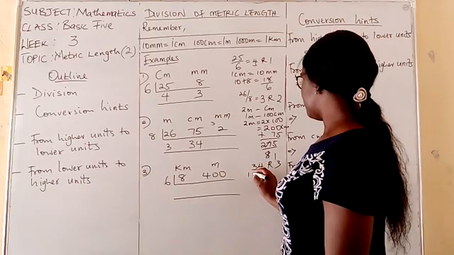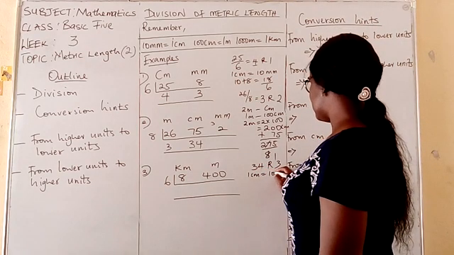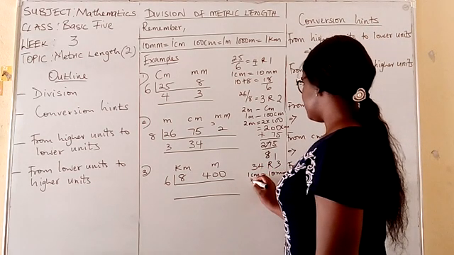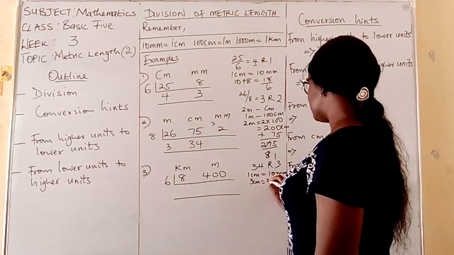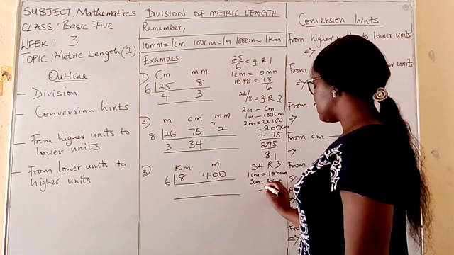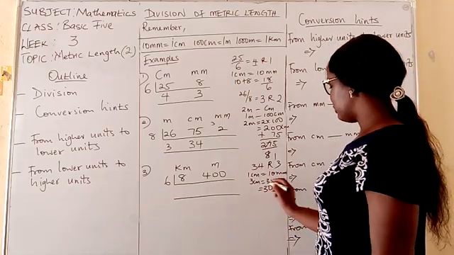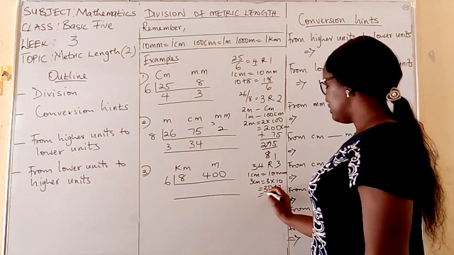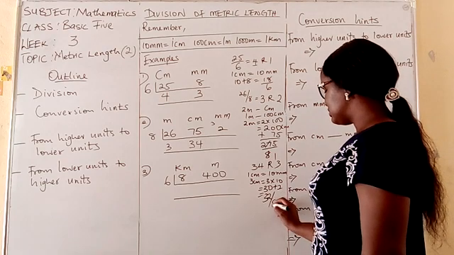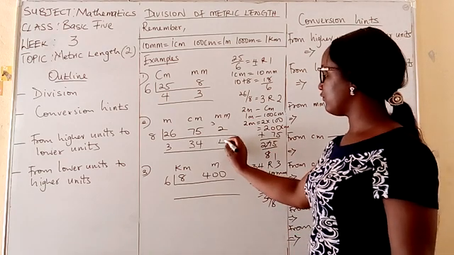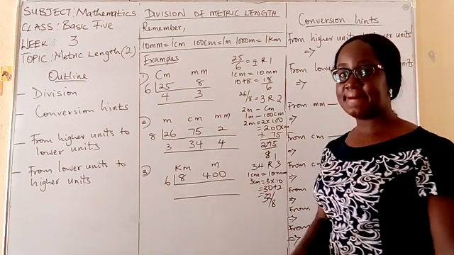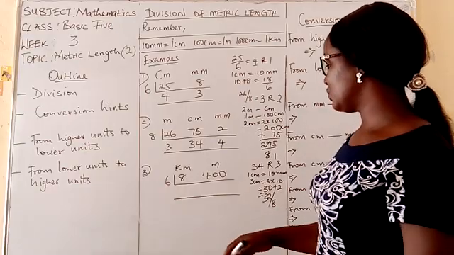And remember, 1 cm equals 10 millimeter. So 3 cm will be giving us 3 times 10 equals 30, and 30 plus the 2 we have will give us 32. 32 divided by 8 is 4. Is that clear? Okay, so we go back to the next one.